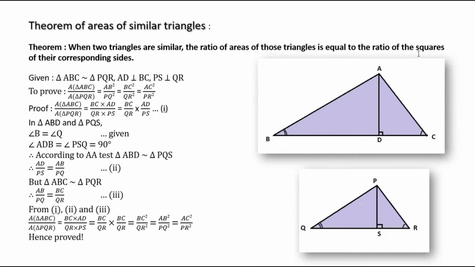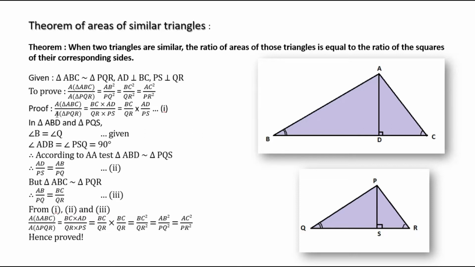Why are we taking square? Because here they have mentioned square. So square of their corresponding sides. So BC square upon QR square, as those are corresponding sides. And the last pair is AC square upon PR square. This is the last pair. This is what we have to prove. Okay, so let's start with the solution as a proof.